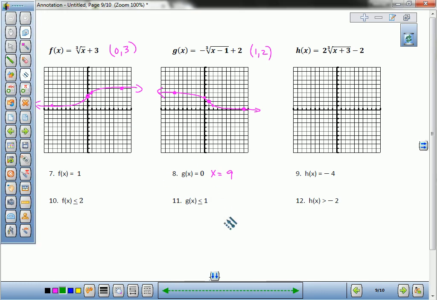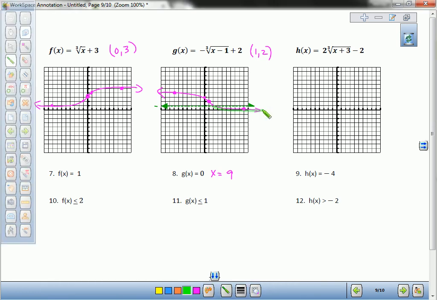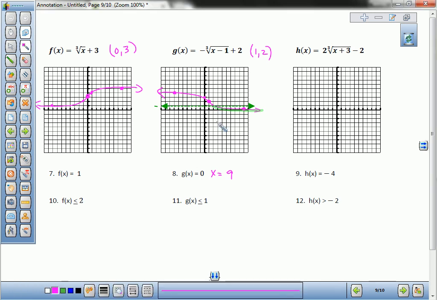Okay? Now, it might help me to draw one here at 1. So where is this function less than or equal to 1? So from this point to forever that way. So that point is the point to positive infinity. Now, why do I get to include the 2 this time?